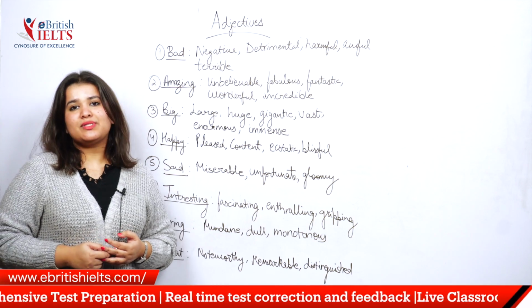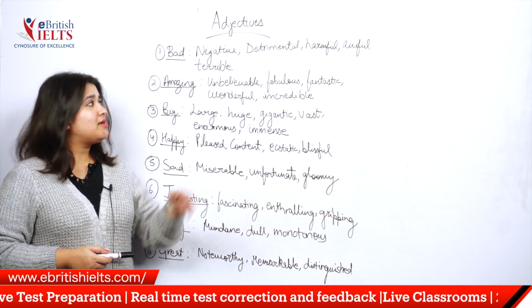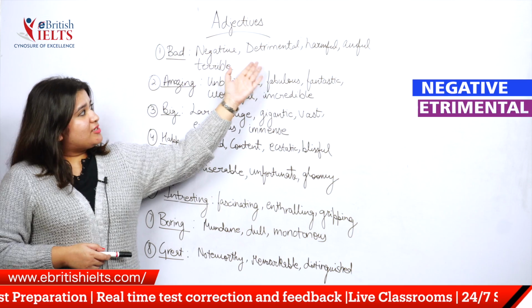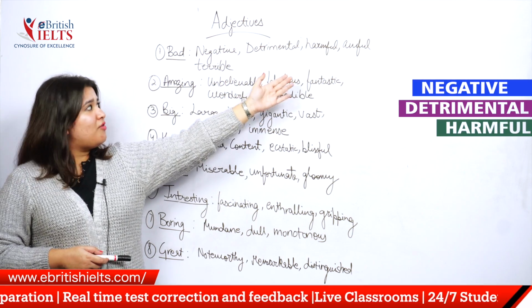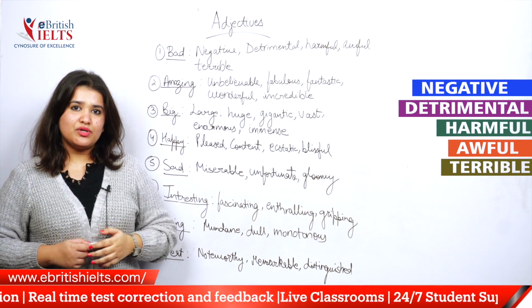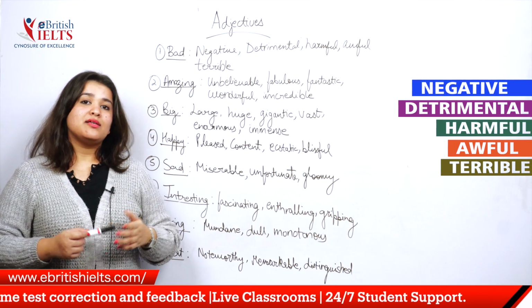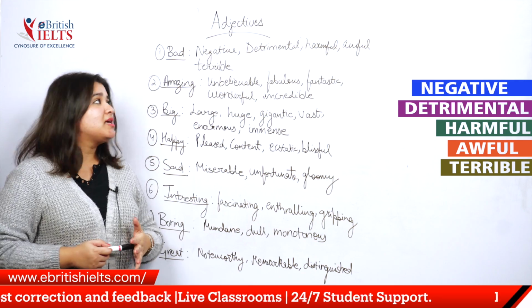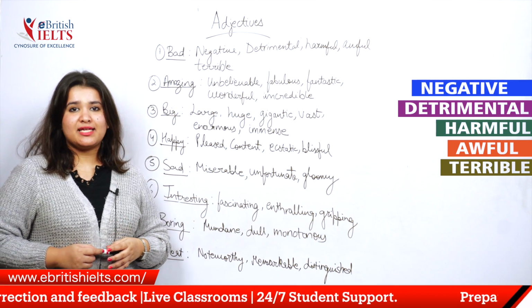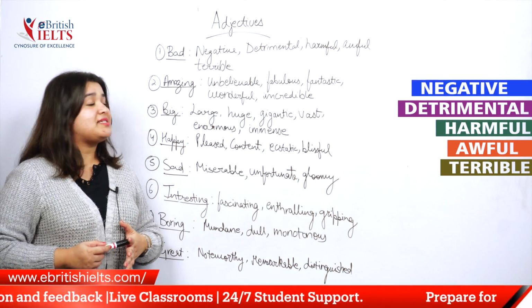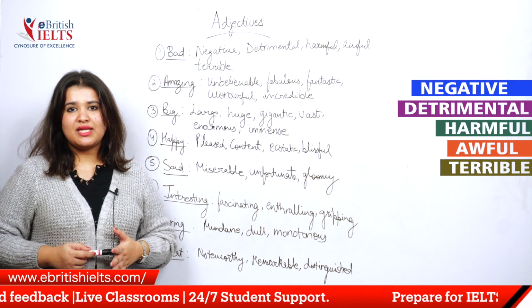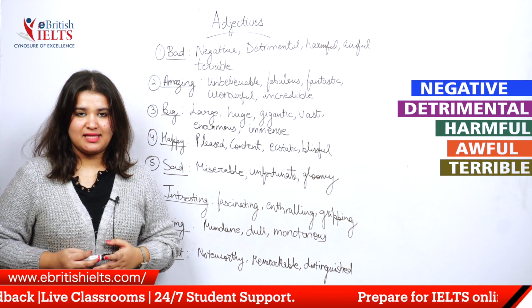So what can you use in place of bad? You can use the word negative, detrimental, harmful, awful, and terrible. How are you going to use it? Pollution has a very bad effect on our health. So instead of bad, you can always say pollution has a very negative effect, pollution has a very detrimental effect, pollution has a very harmful effect on our health.